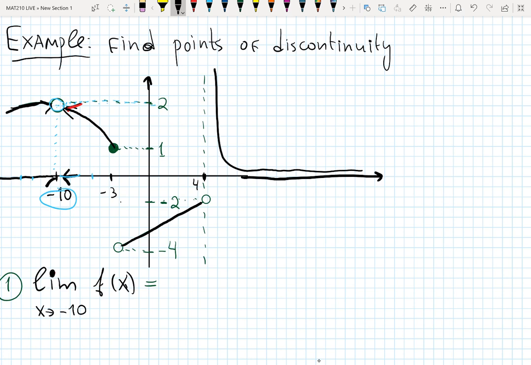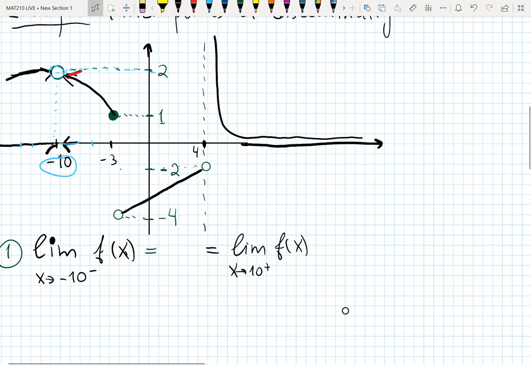To check that this limit exists, you need to check if the left limit exists, the right limit exists, and they are the same. Then the limit exists. Make sense? So, reviewing how to do it.